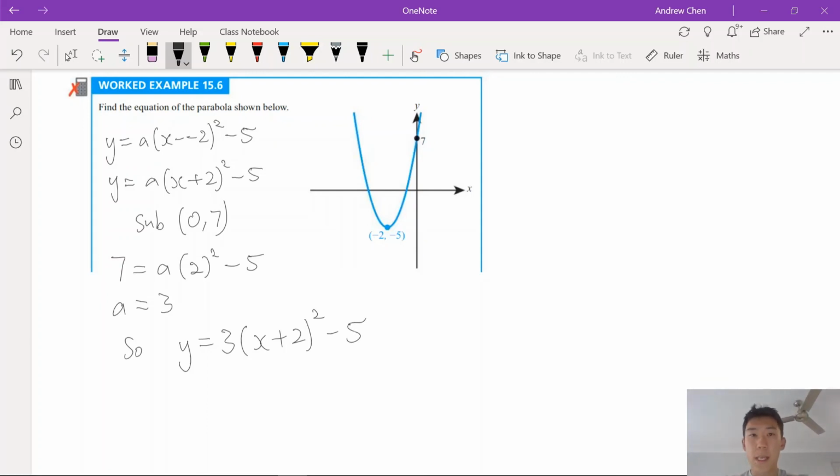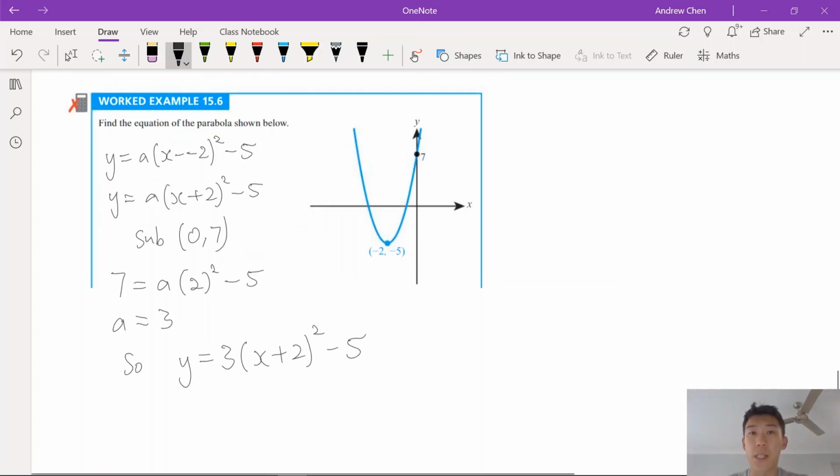Okay, that's all the examples for you. Now you can go ahead and try 15a. This is a very important skill that you really want to master, so make sure you invest the time practicing sketching quadratics without calculators.